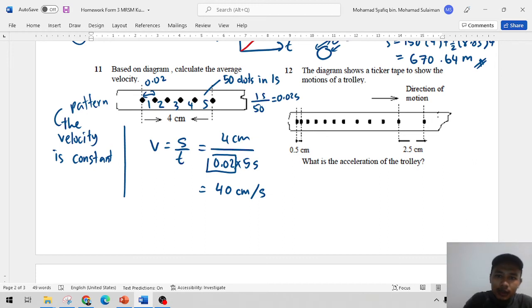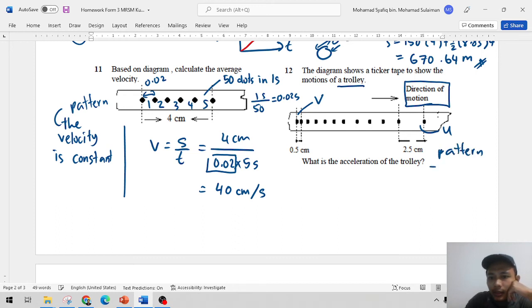Okay, so the next one, we have a trolley and a ticker tape moving in this direction. So we need to note the direction of motion. This one is the initial velocity and this one is the final velocity. From the pattern, we can tell that the trolley is moving with a deceleration. Deceleration because over here is faster, that's why it is further apart, and this one is slower. Okay, so we need to find the acceleration.